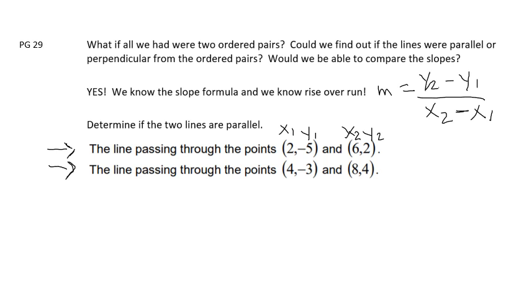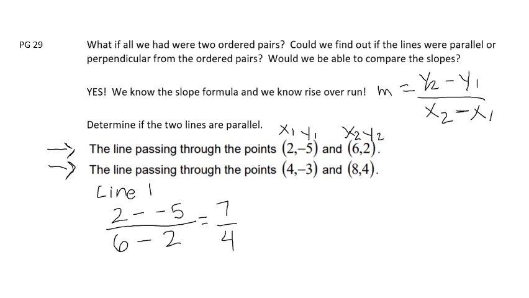And so we'll just call this line 1. y2 is 2 minus y1 is -5. x2 is 6 minus x1, which is 2. And again, here's where some of you may choose to go straight to the Desmos calculator. Totally fine. 2 minus -5 is 7. 6 minus 2 is 4. So the slope for line 1 is 7 over 4, or 7/4.